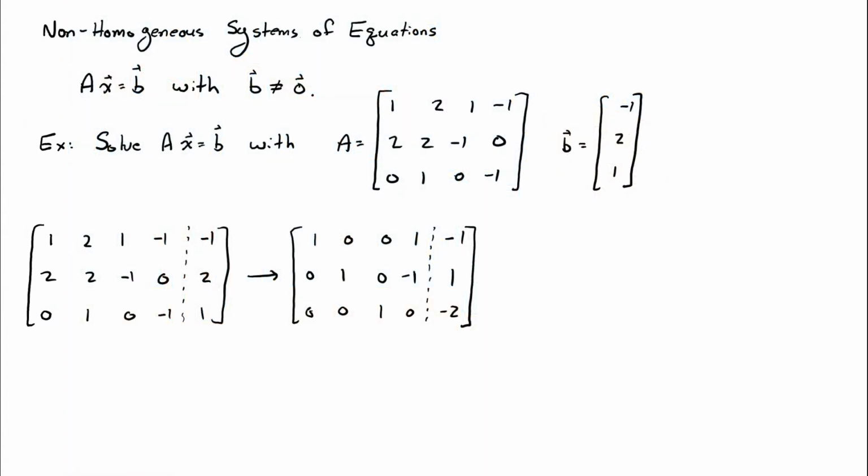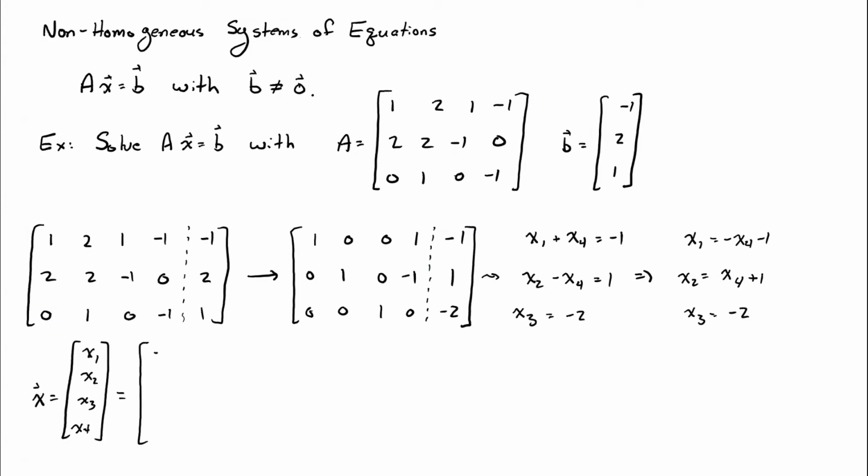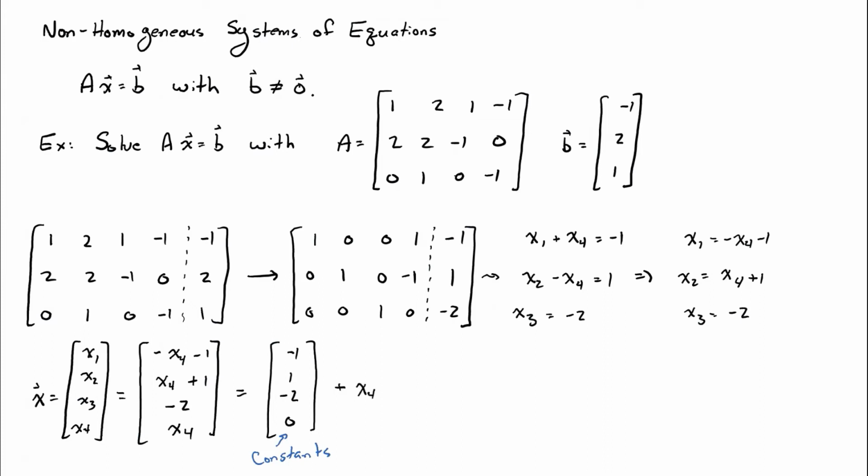Alright, this becomes x1 plus x4 equals -1, x2 minus x4 equals 1, and x3 equals -2. Solve for the pivots. Write the vector x, replace the pivots, separate into constants and free variables, and factor out the free variables. Don't forget the "for any x4." This is the solution set written parametrically.